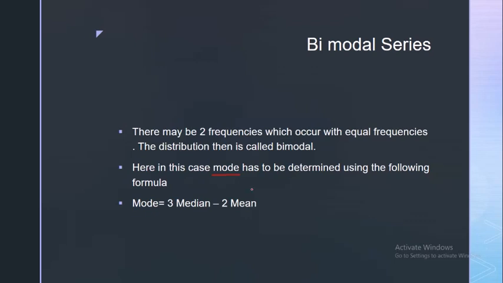In order to determine the mode, it is very simple. You can calculate your median and mean and then substitute in this particular formula, which is called the empirical formula, a very important formula. This also defines the relationship between mode, median and mean. That is, mode is equal to 3 median minus 2 mean. After finding the median and mean of the above problem, just substitute the values over here and find out the mode.